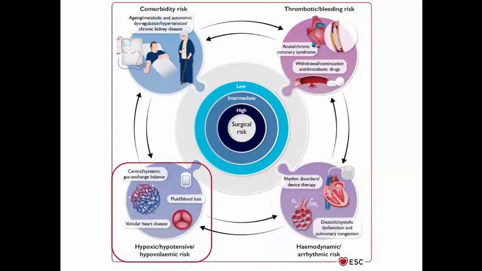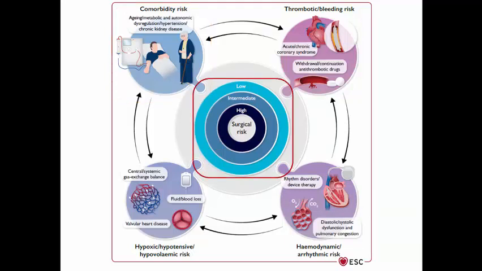There is a hypoxic risk, and sometimes maybe a hypotensive or hypovolemic risk due to the fluid or blood loss or problem with the gas exchange process. And all these risks are exaggerated in patients with comorbidities like aging, metabolic disorders, autonomic dysregulation, hypertension, diabetes, chronic kidney disease, plus of course the established cardiovascular disease. That's why the surgical risk can be low, intermediate, or in some cases high surgical risk.